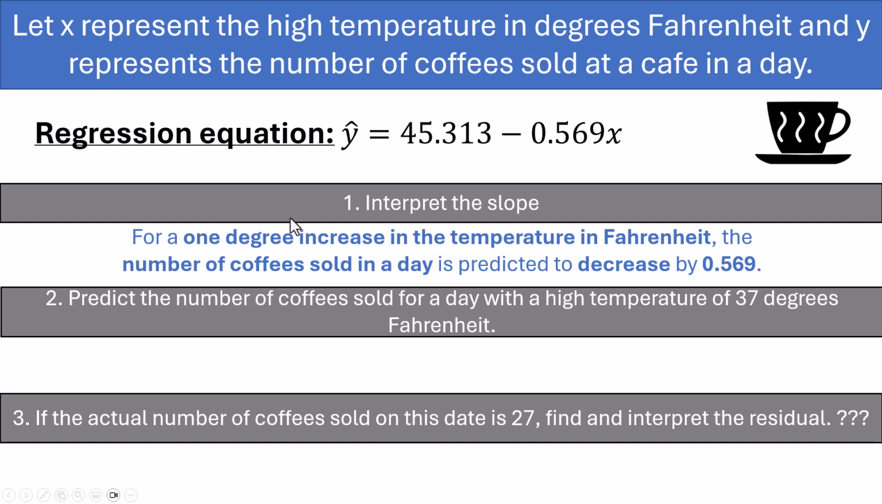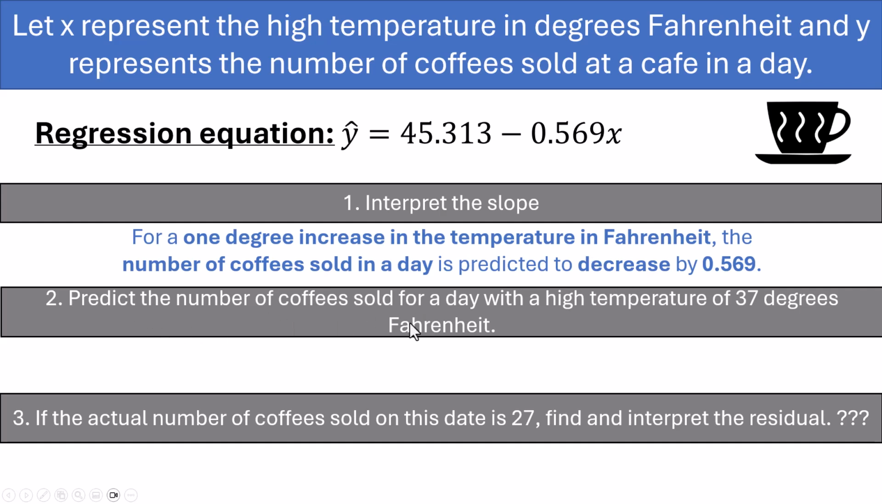So for a 1 degree increase in the high temperature in degrees Fahrenheit, the y variable, which is the number of coffees sold in a day, is predicted to decrease by the positive version of the slope, which is 0.569. Don't say decrease by negative 0.569, because then you have a double negative. It's just going to be decrease by 0.569.